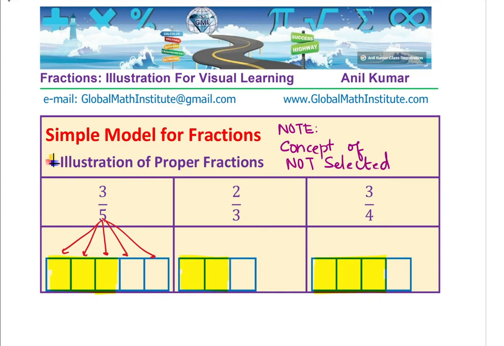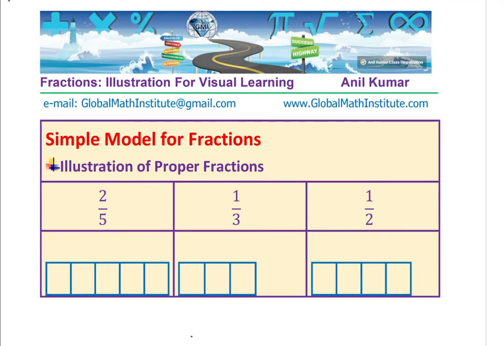Likewise, in this case, 1 out of 4, right? So not selected what? Not selected 1 out of 4, right? Not selected 1 out of 3, not selected 2 out of 5 from the whole. You get the idea. Okay, now here are a few test questions.